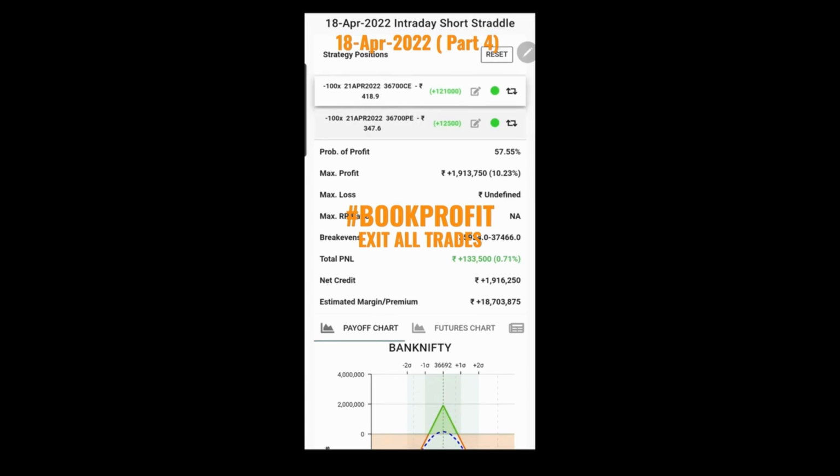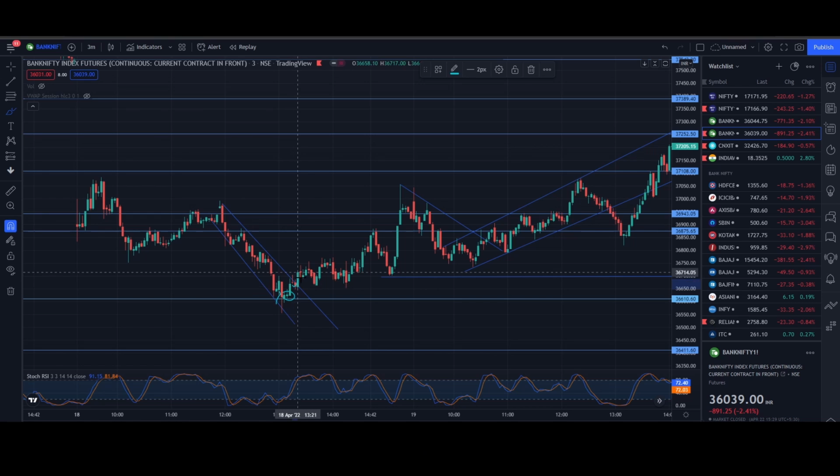In the short straddle, we are looking at a profit on call and put. In the call, we are looking at a profit of 1,21,000, and in the put, a profit of 12,500. In total, we are looking at a profit of 1,30,500, that is 0.71%. We are exiting our trade and booking profit. It breached this channel. Once it breached this channel, it was a clear sign that you could take a directional trade if you wanted to. We were sitting on our position that we took over here. We didn't do anything else, and we still made good money out of it.